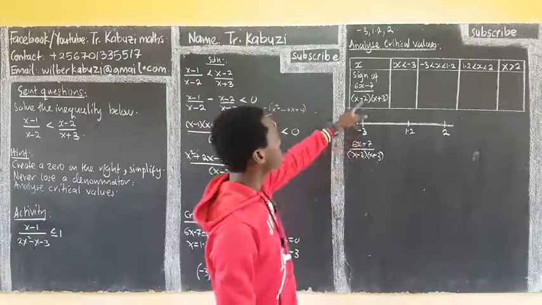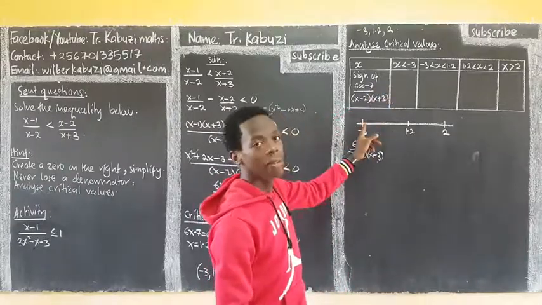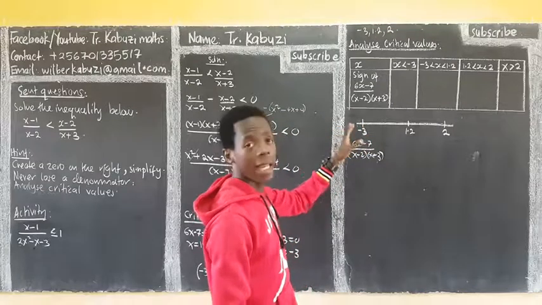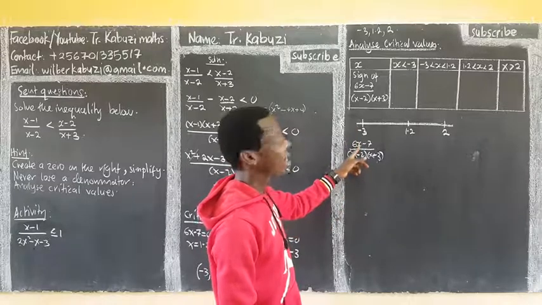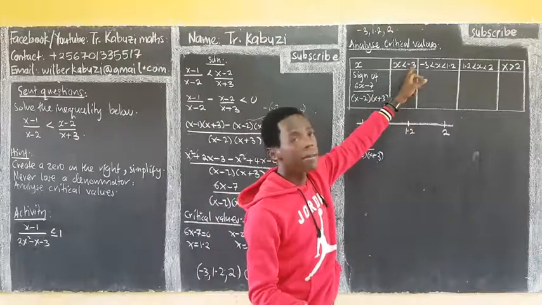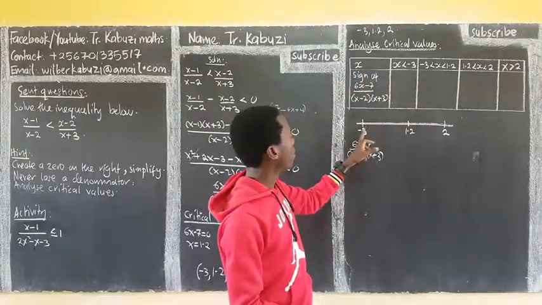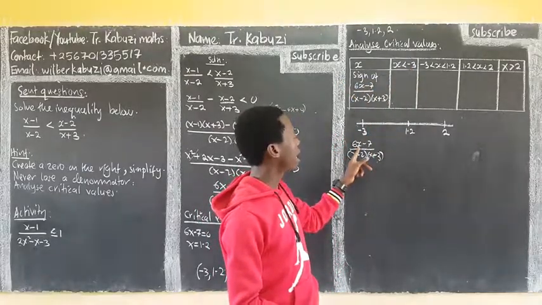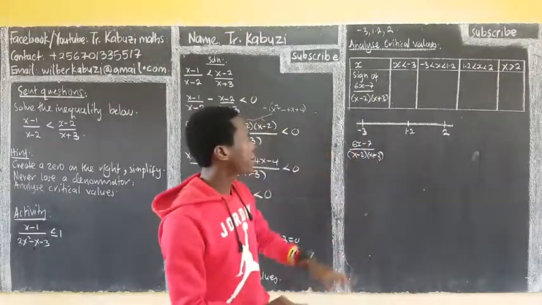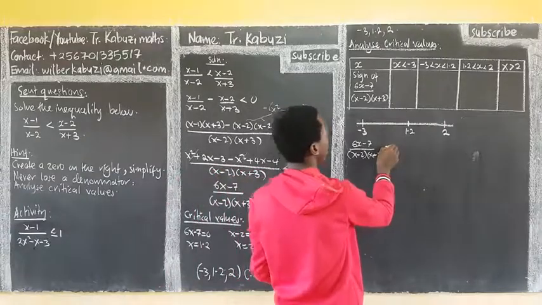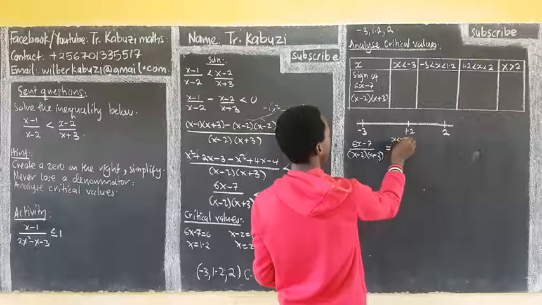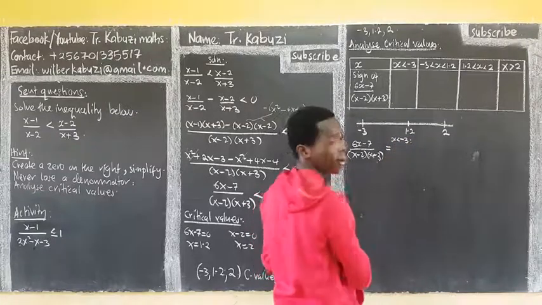You analyze below negative 3. Below negative 3 we have negative 4, negative 5, negative 6. So you take the closest. You put here negative 4 because it's below negative 3. When you put negative 4, we are interested in the sign of this expression here. So for x below negative 3, we use x equal to negative 4.